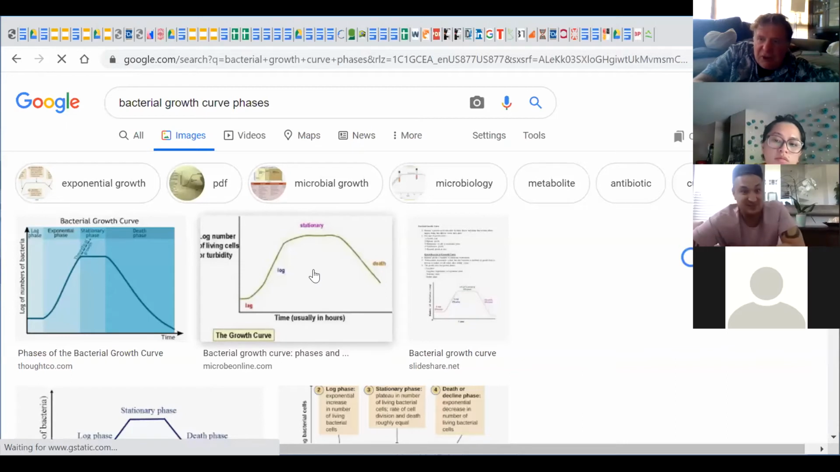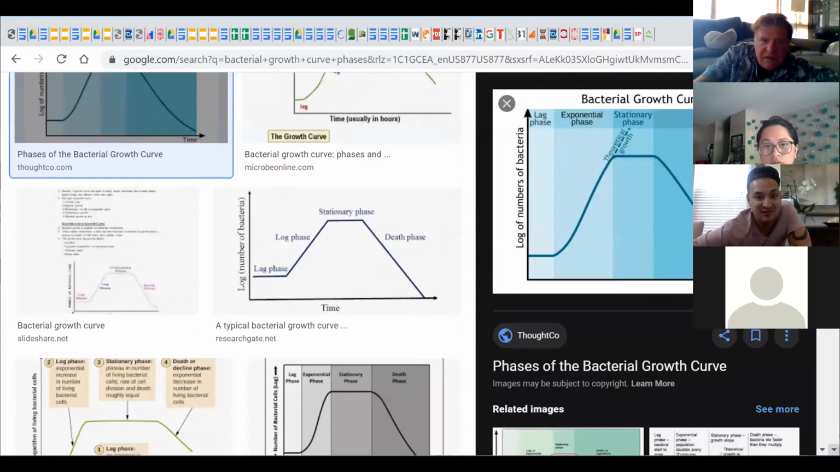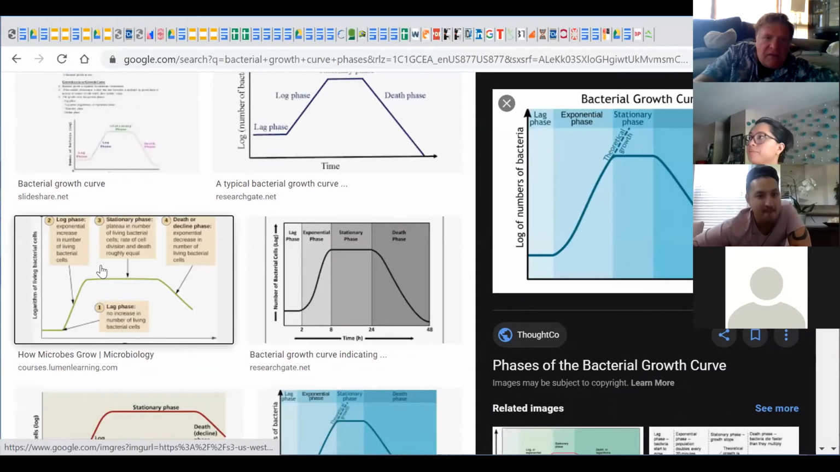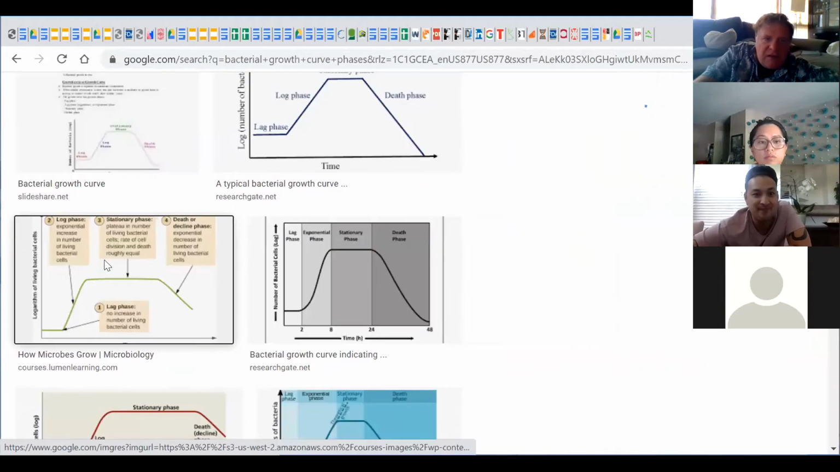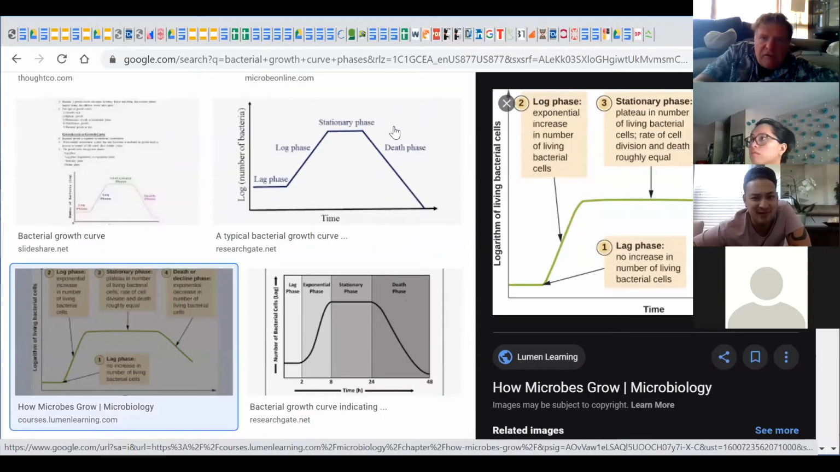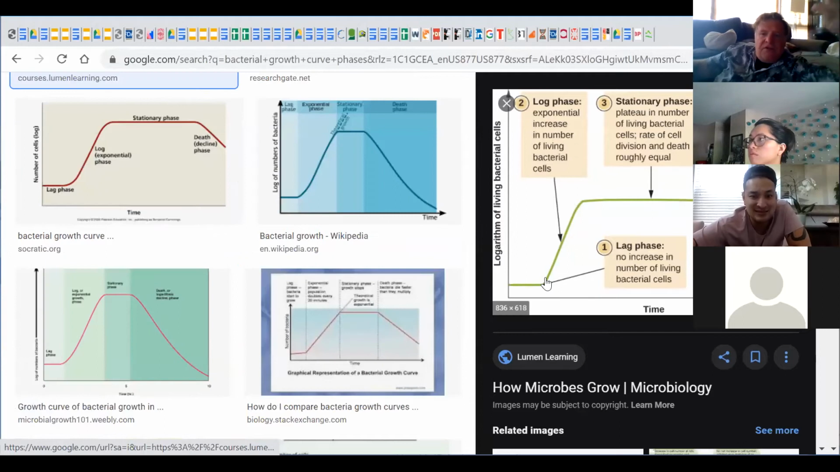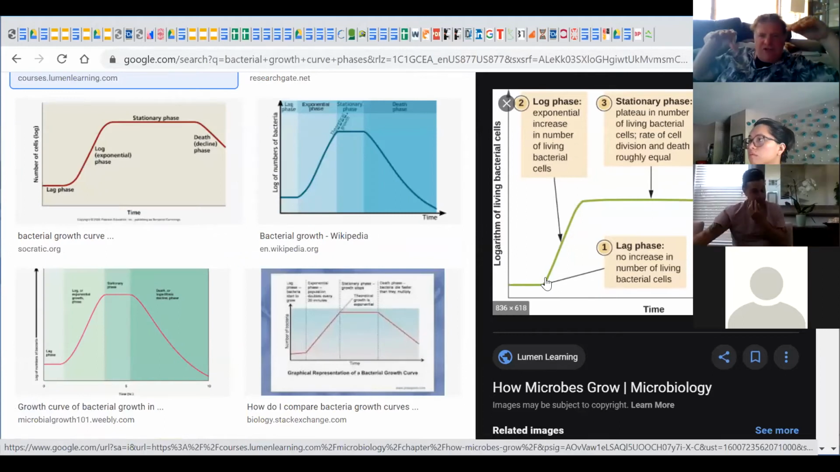So the figure from your book, and the main one that I want, is this one right here. Let me make that a little bit bigger. So you have something that's called lag. When you first start out, you're looking at the logarithm of the cells over time. And in the very beginning, when you first do your inoculation, the bacteria really don't grow all that much. Does anyone know why?